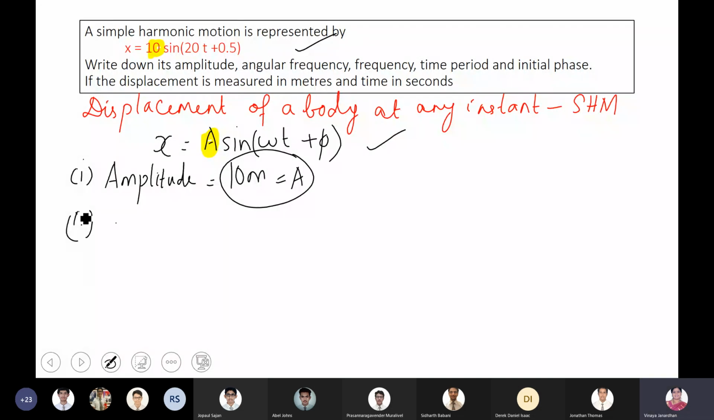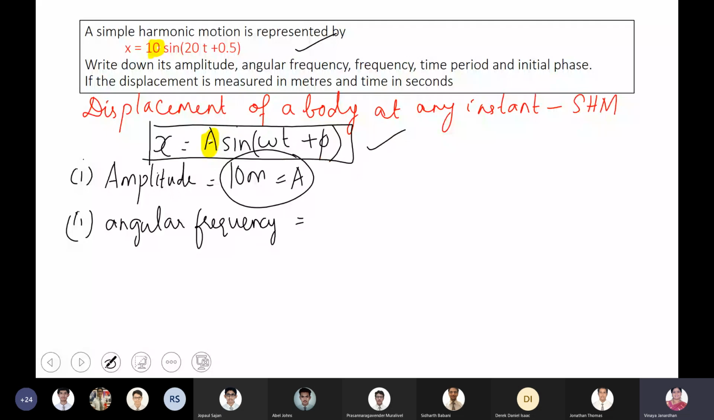Compare the equation, boys, both the equations. This is a standard equation. Ma'am, this is what is given. What is angular frequency omega? What is the value of omega now? Check, boys, what will it be? 20. Can you see? The value of omega is 20 radians per second.